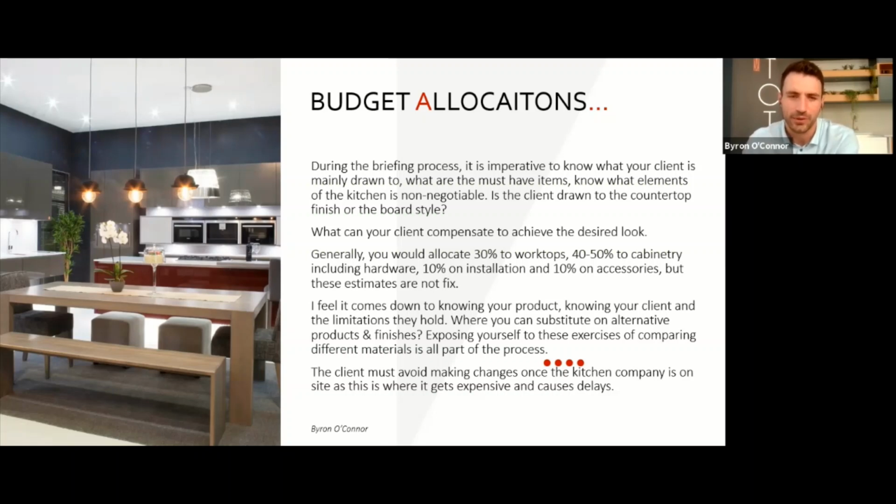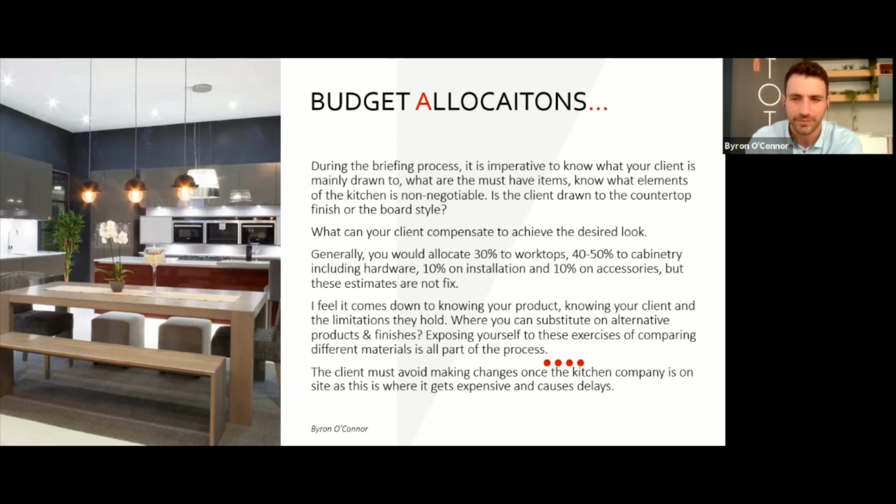And obviously understanding the limitations each product holds, and understanding where your client would like to invest the money, into what part of the kitchen more, being worktops or cabinetry. You could really have a very clean, minimalistic kitchen with all the hidden accessories, pocket doors, etc. And these accessories would then increase in percentage of the actual budget cost.